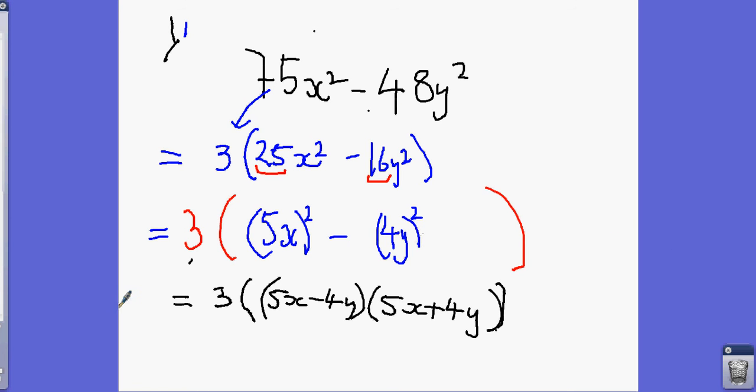And we've written that out now. We're using our formula, the difference of two squares here. That gives us 3 times (5x minus 4y) times (5x plus 4y). And of course we don't really need these extra brackets here because the 3 is just multiplied directly there. So that's your answer: 3 bracket 5x minus 4y brackets 5x plus 4y completely factorizes this.